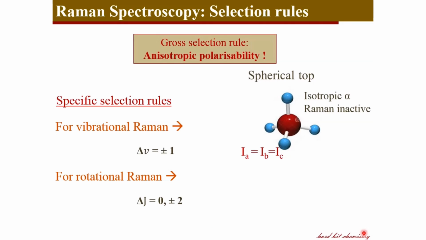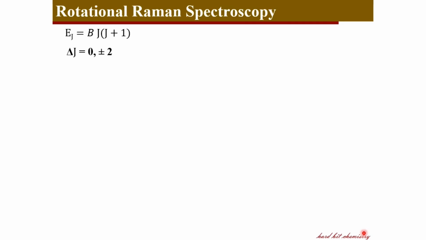With that, let's now move on to rotational Raman spectroscopy. We have this from our previous discussion that the rotational energy of a molecule corresponding to the rotational quantum number J is given by BJ(J plus 1), where B is the rotational constant. And here is the specific selection rule. Correspondingly, for a transition from rotational level J to J plus 2, it is noted like this, that is, this representation says that the excitation occurs from the level J to J plus 2.